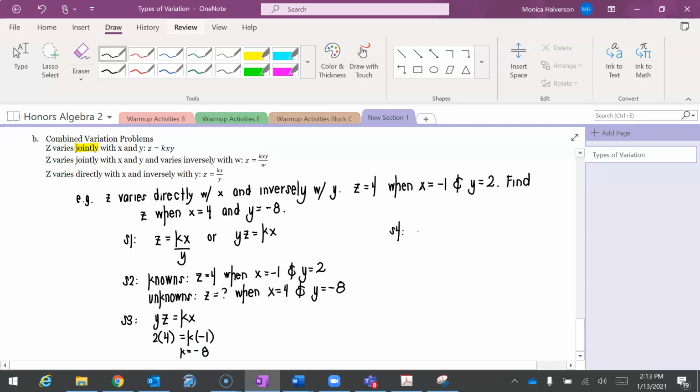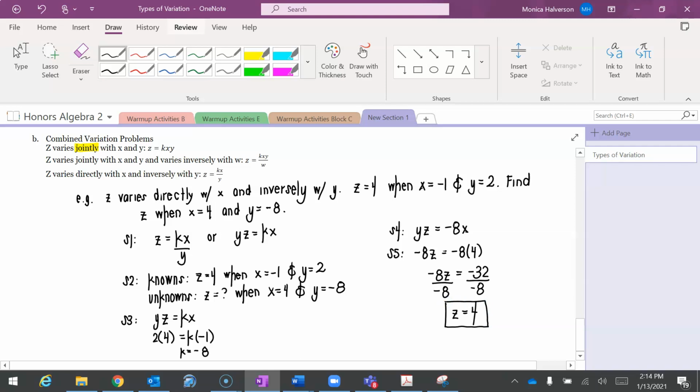Then we would rewrite our generic function rule with the k value. And now we would solve for our unknown. So negative 8z equals negative 8 times 4. So negative 8z equals negative 32. Divide by negative 8, and z will equal positive 4. All right? So in this case, z will equal 4 as well.